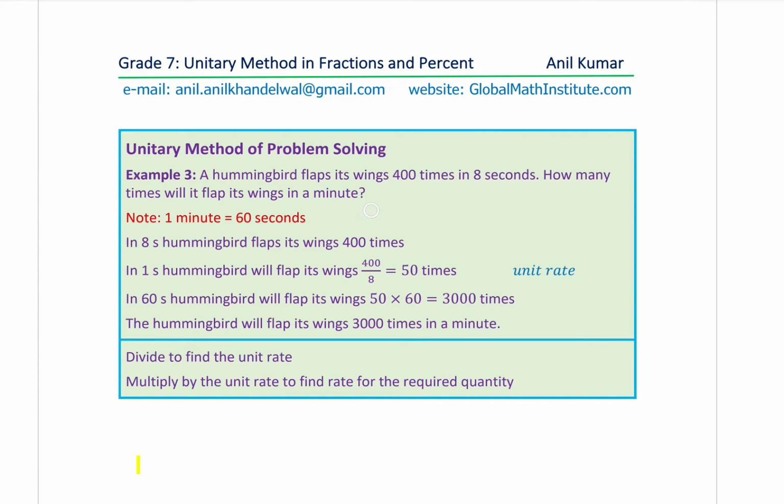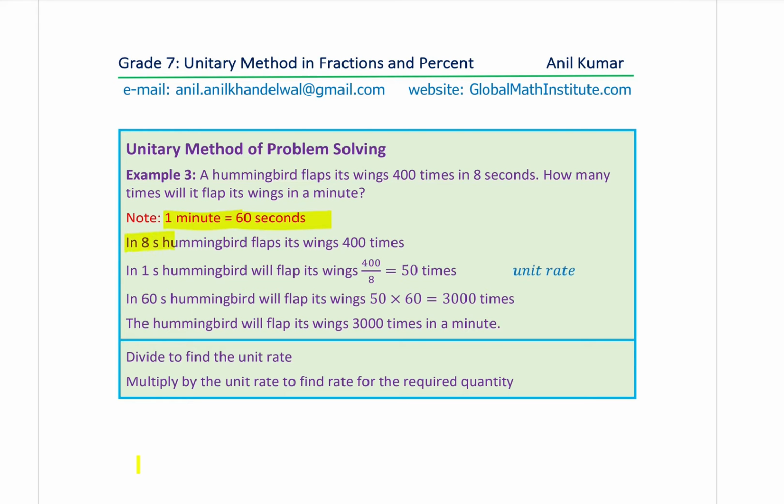Well, seconds and minutes, you should know the conversion, right? We know that 1 minute has 60 seconds. So now the question is that we know that in 8 seconds it flaps the wings 400 times. Then in 60 seconds, what is going to be the result, right? That is how we have to think about it. We need to find in the required time, right? So time becomes the first thing.